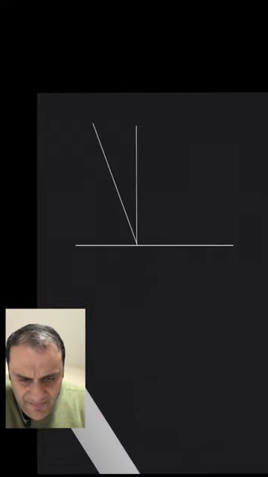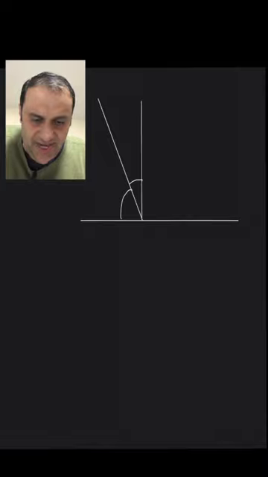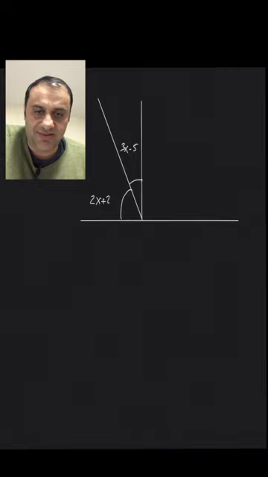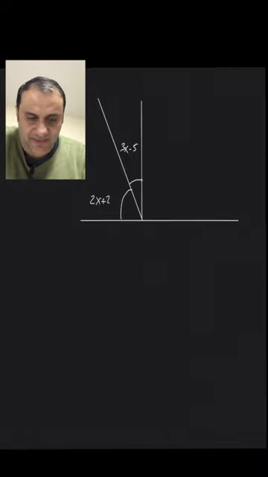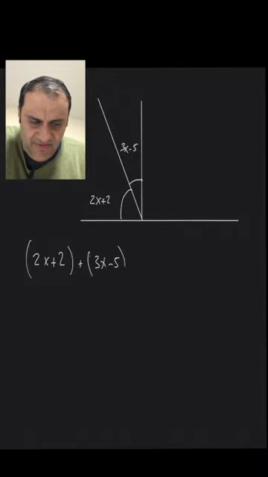All right, so if that's one angle and that's another angle, right? Let's just randomly say, we don't know yet which one's smaller, which one's bigger, this angle is the 2x plus 2, and this angle is the 3x minus 5. And again, these two angles together add up to 90 degrees. So we could just say 2x plus 2 plus this angle, which is 3x minus 5, all of that equals 90.